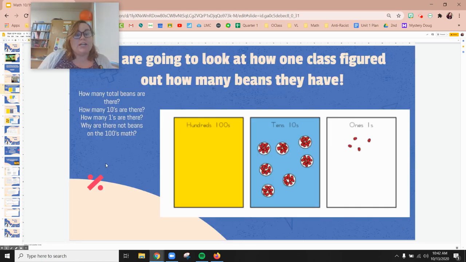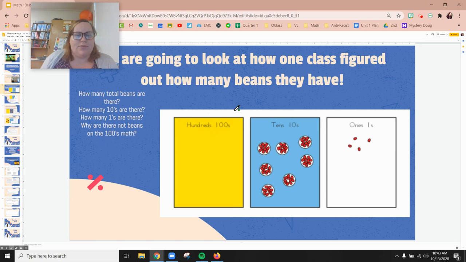So today we're going to look at how a class took a bag of beans, a lot like the one we have right here, and they are going to figure out how many beans they have total. All right? So we are looking to see how many beans they have total.